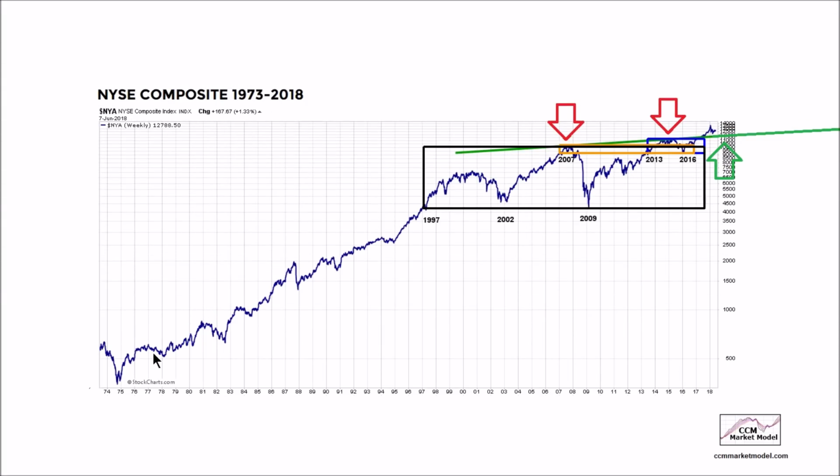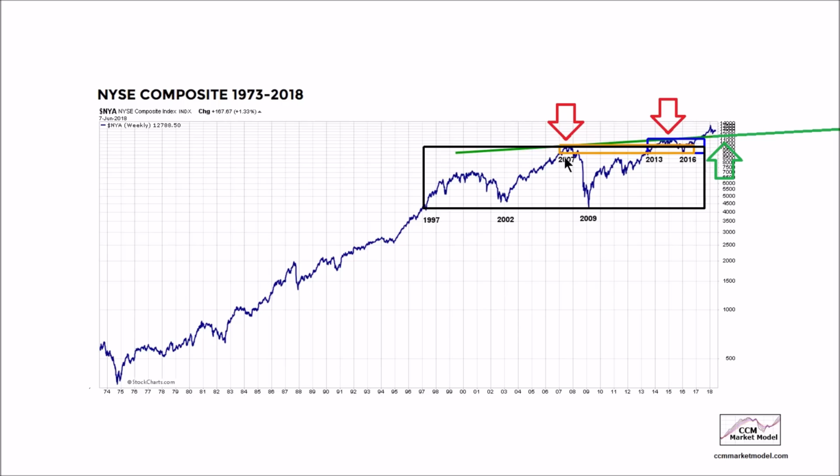NYSE Composite, 1973 to 2018, as of June 7th. The market needs to consolidate its gains. We go sideways from 1997, revisit the same basic area in 2002, and come back to the same area in 2009. This is what consolidation looks like. I can't really do anything like that over here. This is what a trend looks like.